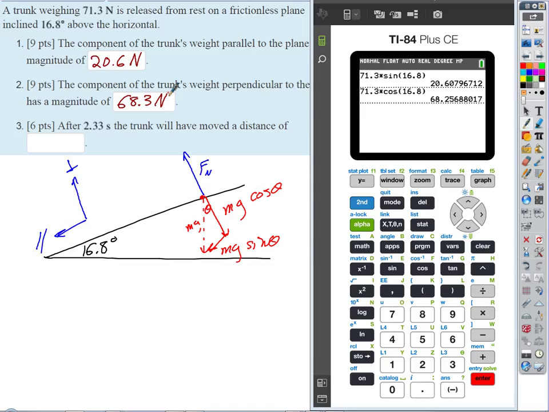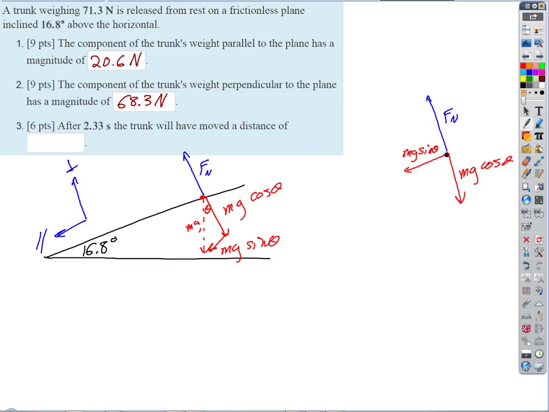So now we want to know, after 2.33 seconds, the trunk will have moved a distance of what? Okay, that's just kinematics, isn't it? Right. But what do we need to know? Acceleration. Good. Okay, so then all we got to do here is we need to know what's the acceleration down the ramp. Well, let's look at our free body diagram.